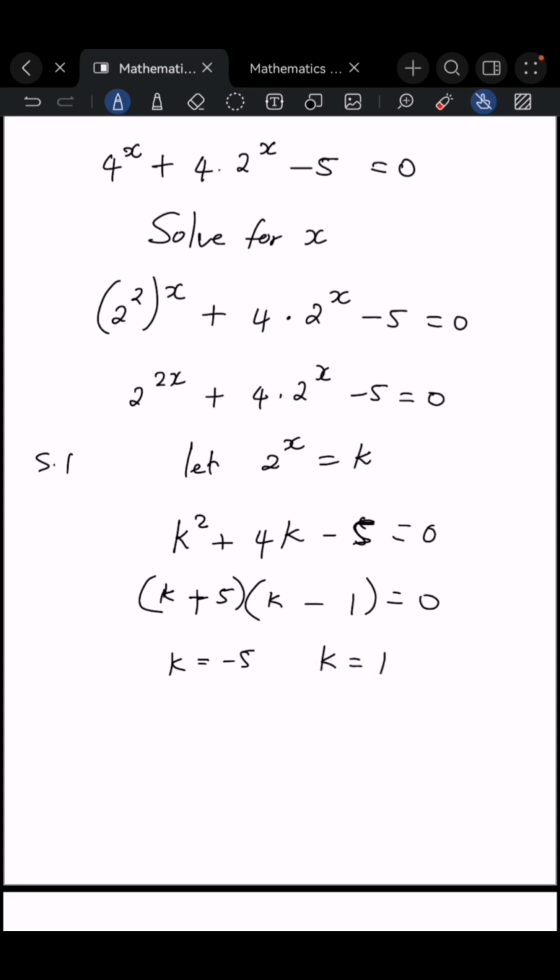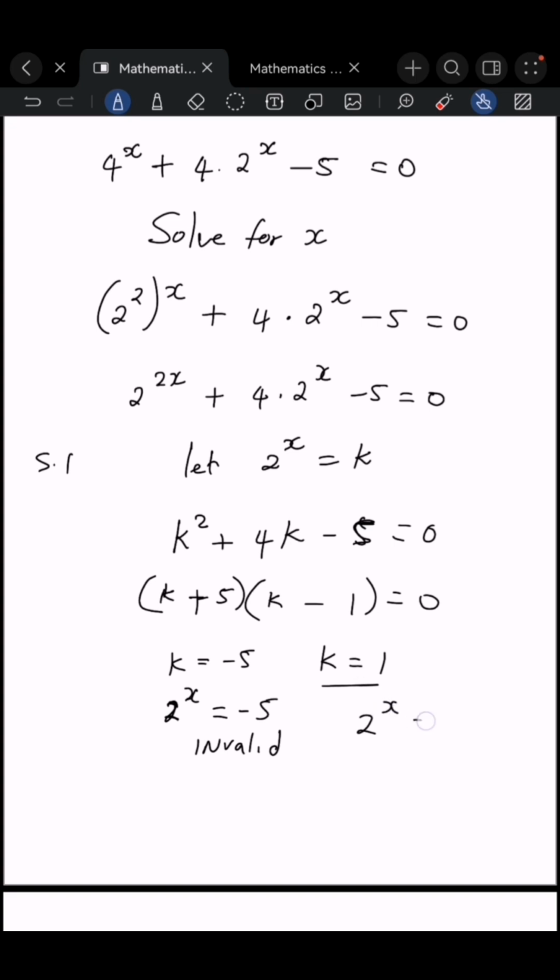Therefore, remember, k is equal to 2 to the power x, which is equal to negative 5. This one is invalid. There is no solution for this one. There is nothing you can raise. 2 to the power of whatnot can never give you a negative number. Therefore, you're going to say, but this one has a solution.